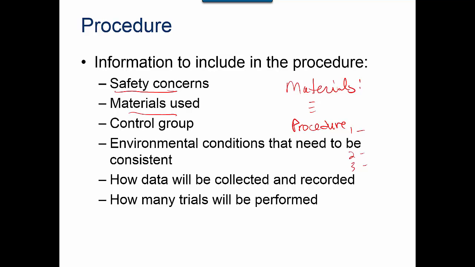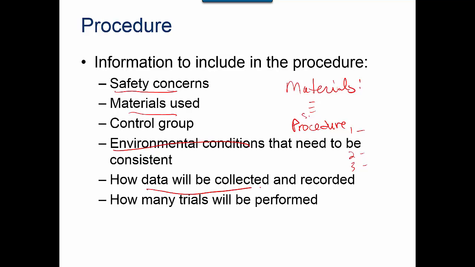So you could have, somewhere with your materials, safety concerns, control group, which we'll talk about in a moment. Any environmental conditions that need to be consistent. So with plants, you'd want to make sure they're both getting the same amount of sun and water. Other things that plants also need. So those are some things to keep in mind that you need to add into your procedure.